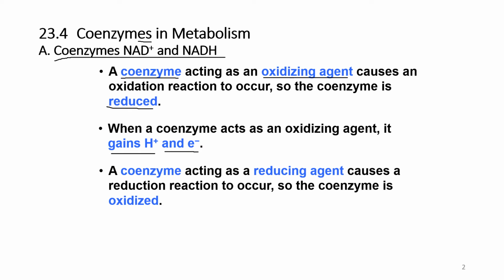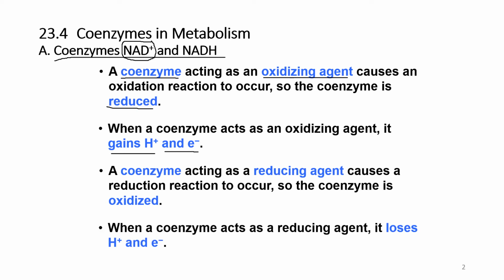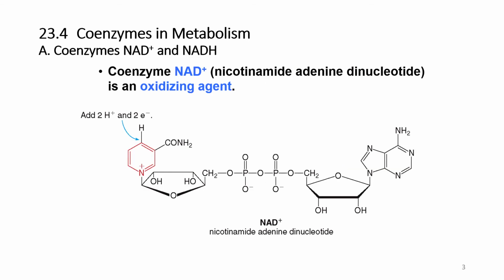So NAD+ is the oxidized form, and as it acts as an oxidizing agent, it gets reduced to NADH, and then NADH can be oxidized back to NAD+. So when that coenzyme acts as a reducing agent, it gets oxidized and it loses a proton and an electron. So this is a reversible process.